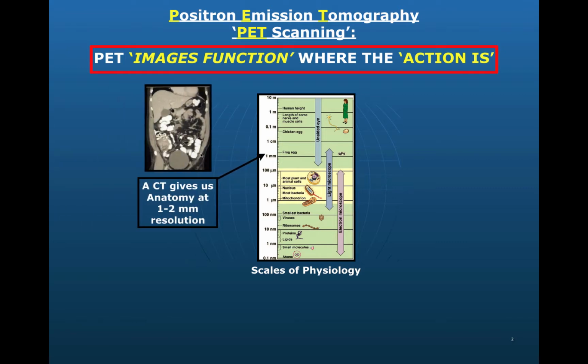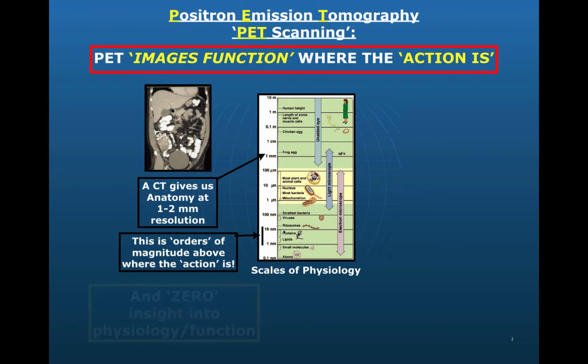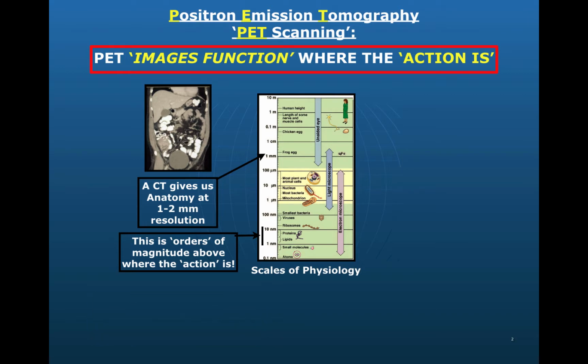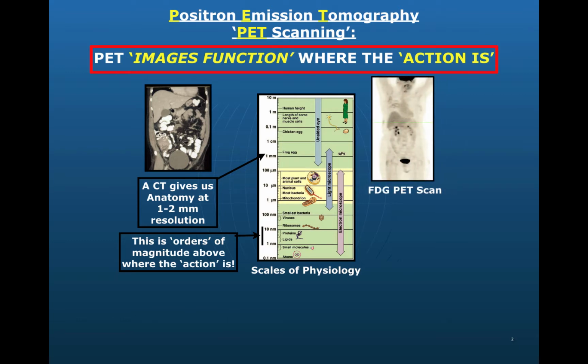So we've seen how a CT gives us staggeringly good anatomy or structure in the 1 to 2 millimeter range, about the size of a frog's egg. But unfortunately, this is orders of magnitude above where the actual action is occurring within the cells, and of course, zero insight into the physiology or function of whatever cells happen to be in a mass it identifies. On the other hand, we see the PET scan doesn't have great resolution. It's 5 to 6 millimeters. Newer cameras may be slightly better, but that's not really what's the power of PET.